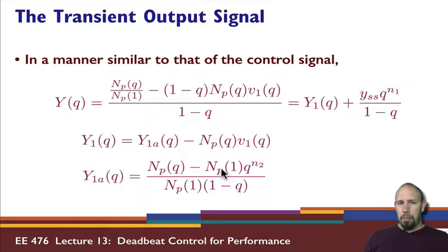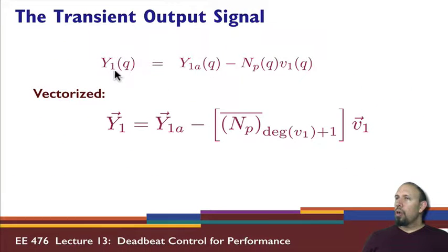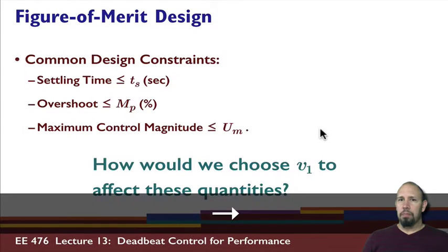Okay, so y1 of q can be written as y1a of q minus np of q, v1 of q, which can be vectorized this way. So we have the expanded matrix times the vectorized form. And so those two important signals, the transient output sequence and the transient control sequence, we can now describe in terms of matrices. And so we have a nice framework from which to work.